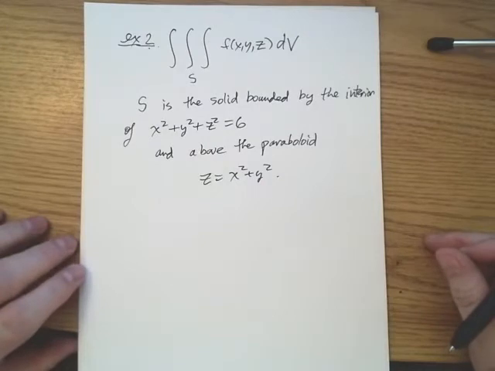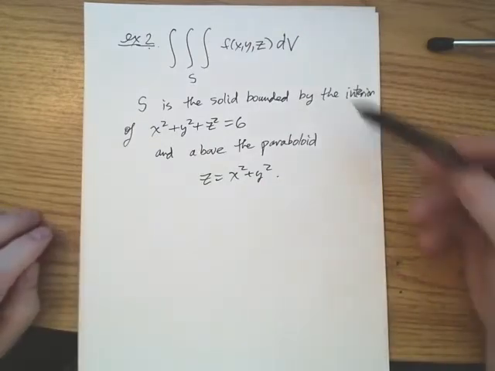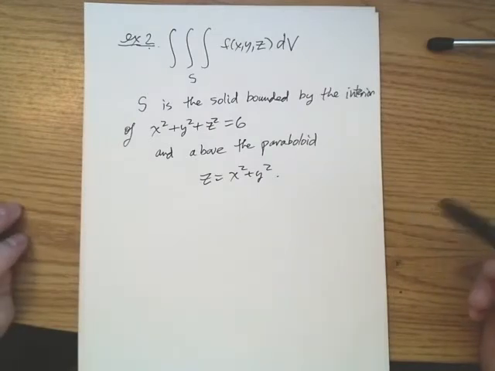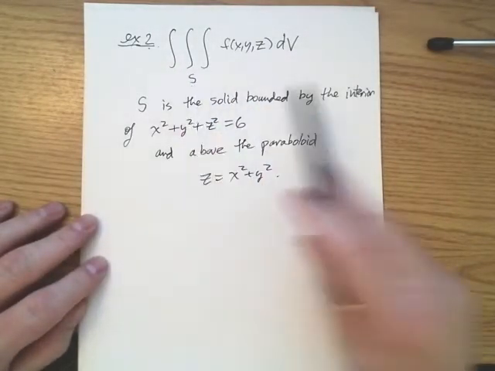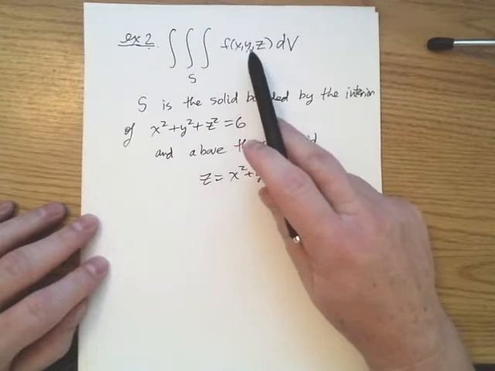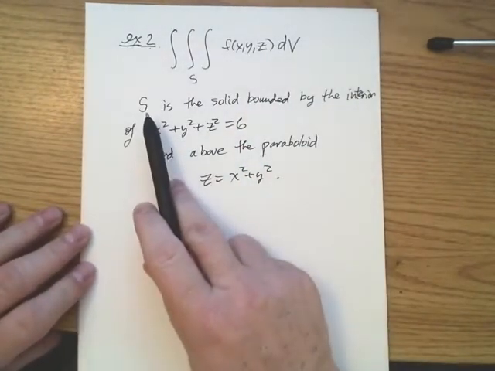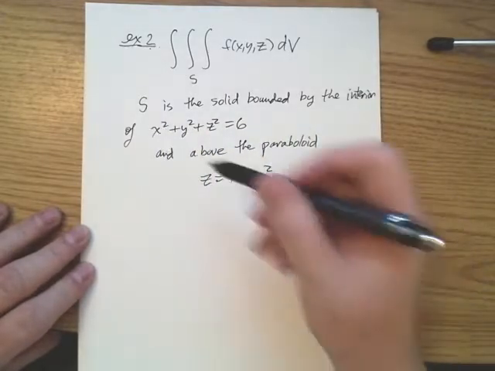Okay, for our second example, what I want to think about doing is not actually evaluating an integral, but setting it up properly. Because as you know, sometimes that could be the real challenge. Suppose I'm talking about the triple integral over the solid S of some function of x, y, and z dV. Now S is, let's describe S. S is the solid bounded by the interior of this.